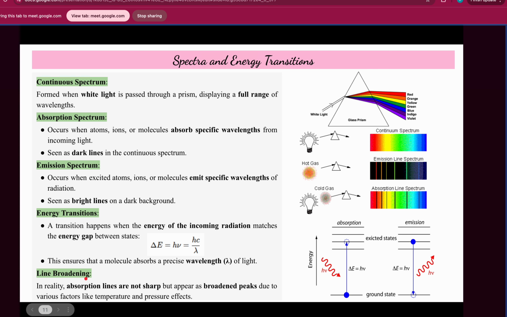Then comes line broadening. Generally, when we observe the spectra, if a particular wavelength is absorbed, then we should see a clear peak.